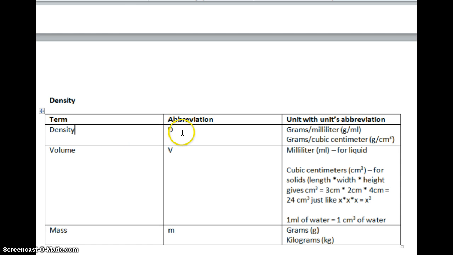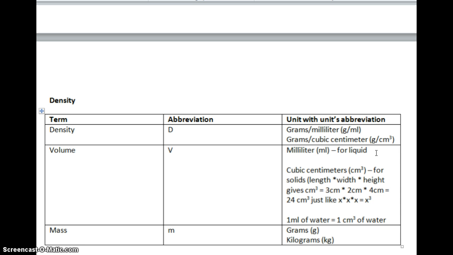So density, abbreviated D. Volume, abbreviated V. Mass, abbreviated lowercase m. Density has a unit of grams. The unit is what comes after the number. So for example, I have 10 grams per milliliter. In math class, when you have a division sign, you read it per, as in P-E-R, not P-U-R-R like your cat does. So grams per milliliter, g/mL, or grams per cubic centimeters, grams per centimeters cubed.